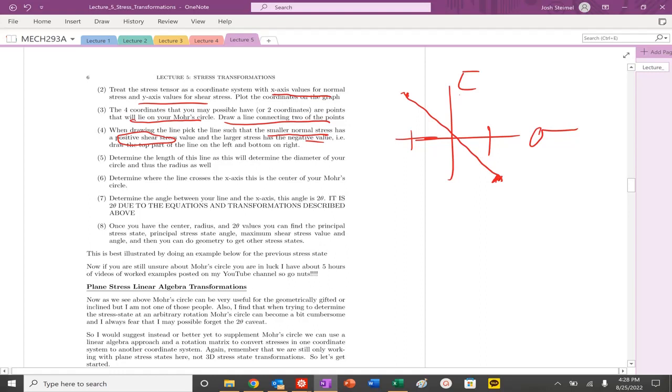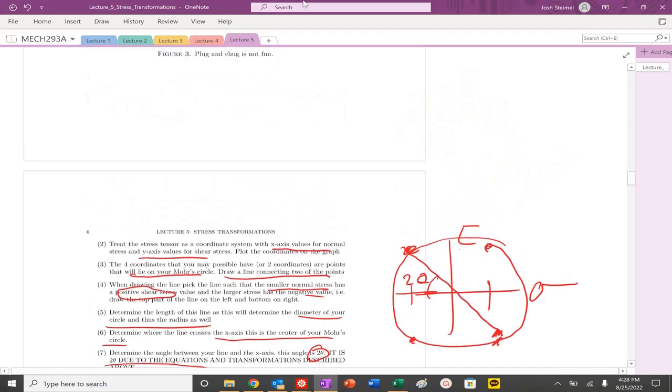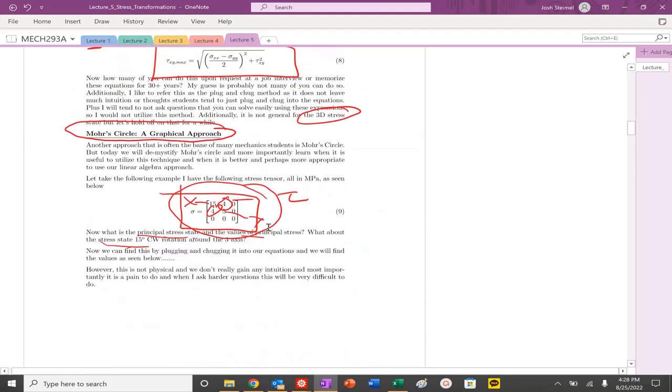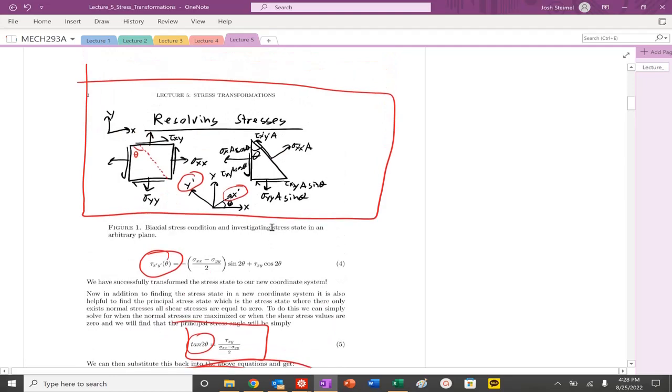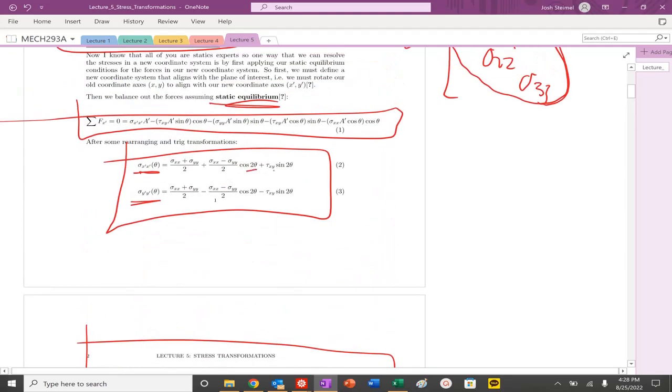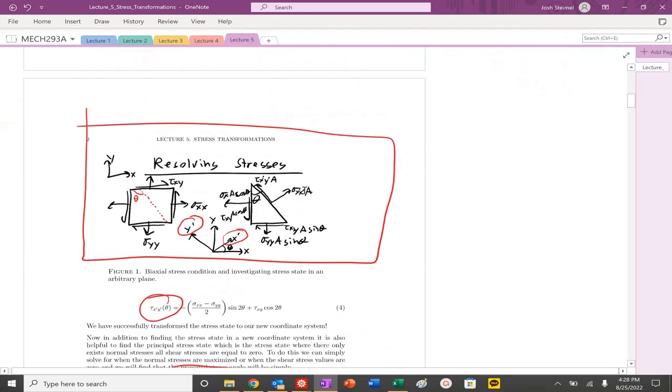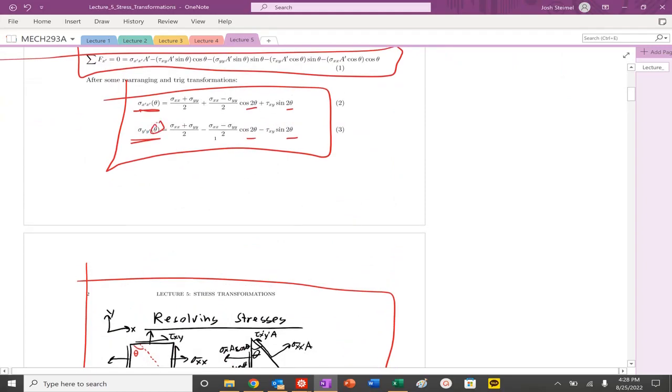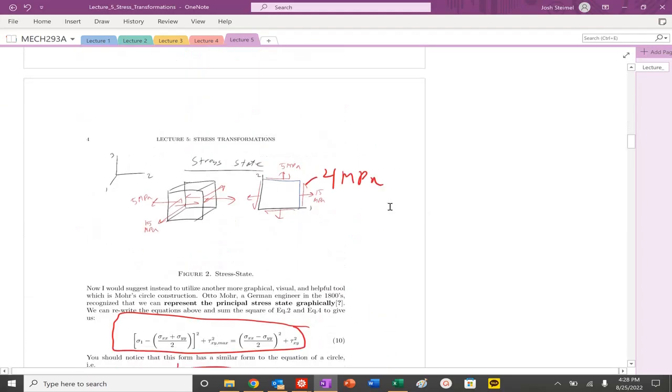You're going to determine the length of the line. That's going to determine the diameter of your circle, and thus your radius. Where the line crosses the x-axis, that's going to be the center of your Mohr circle. And determine the angle, because again, you're going to have 4 coordinates because of circular symmetry. Here, you're going to find this, and this is 2 theta. Remember, it's 2 theta due to all of our fun statics. If you see in these equations up here, everything is written in 2 theta. So in Mohr circle, you're operating in 2 theta space. That's distinct from your actual physical space, which is just your theta value.